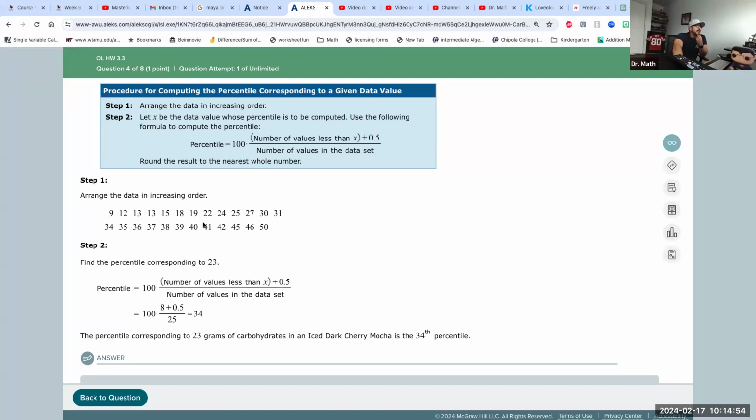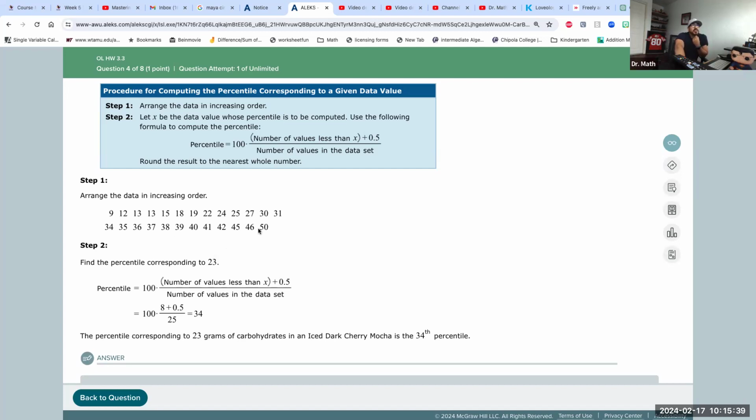So I know it says grams of carbs, but let's just pretend these were test scores, because a lot of you guys are going to be doing that quiz question. And let's pretend all of these were test or quiz scores. It doesn't really matter. All right. So when you're asked to compute the percentile corresponding to the given data value, on your quiz, I asked you to take your test score and see how well you did compared to everyone else. Okay, so let's pretend these were test scores. And our goal is, let's say we got a 23 on the test out of 50. All right. And so let's pretend all these were the test scores.